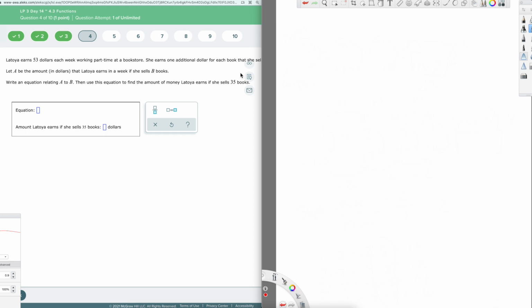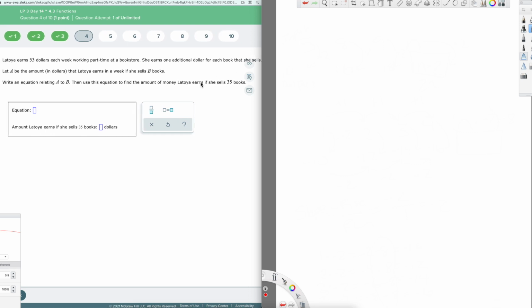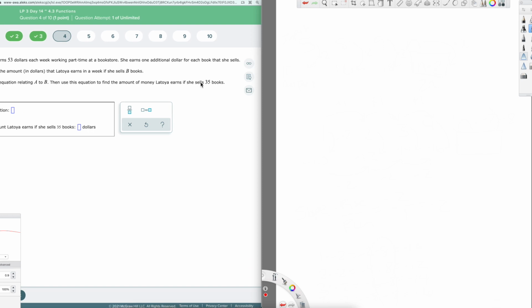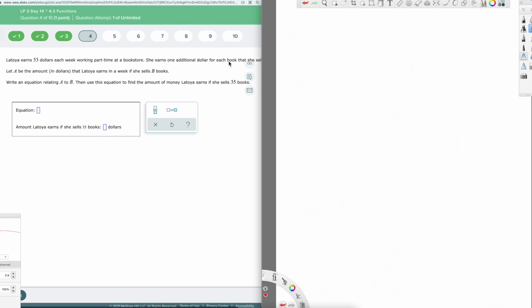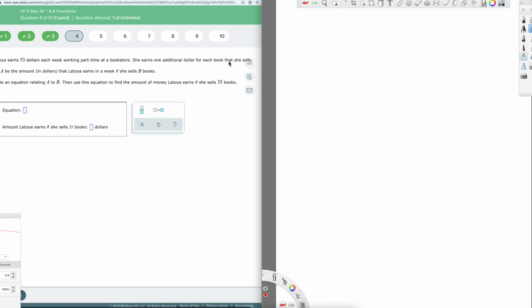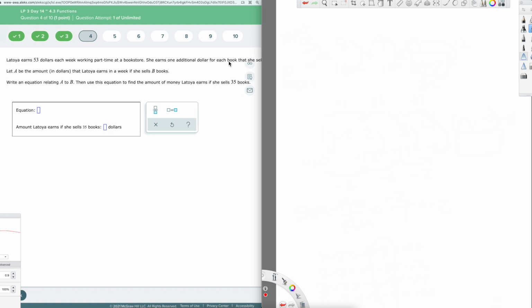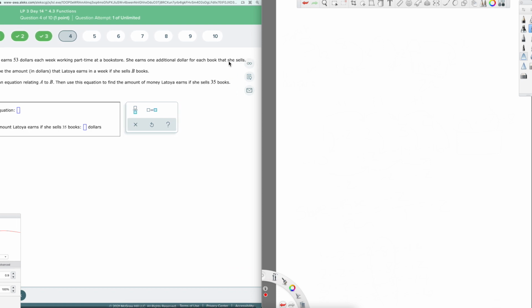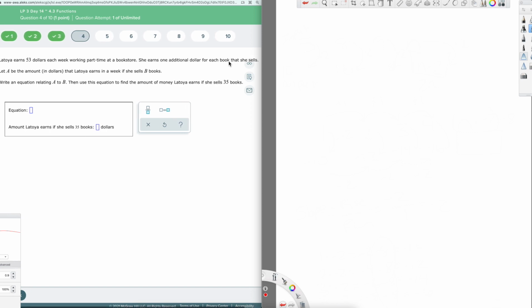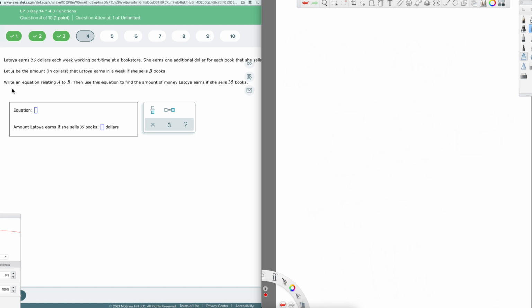So let's go ahead and take a look at this word problem here. We have Latoya earns $53 each week working part-time at a bookstore. She earns one additional dollar for each book that she sells. Let A be the amount in dollars that Latoya earns in a week if she sells B books. Write an equation relating A to B, then use this equation to find the amount of money Latoya earns if she sells 35 books. So we have a couple of tasks. Our first task is to write an equation relating A to B using this information up here. Then, once we've written the equation, our second task is to find out how much money she'll earn if she sells a certain number of books.